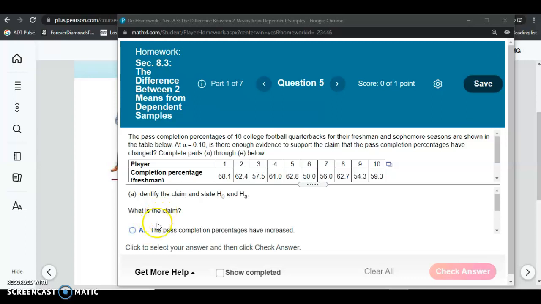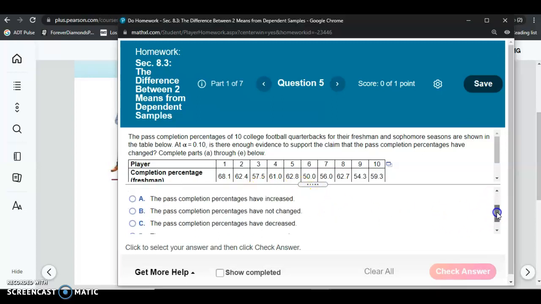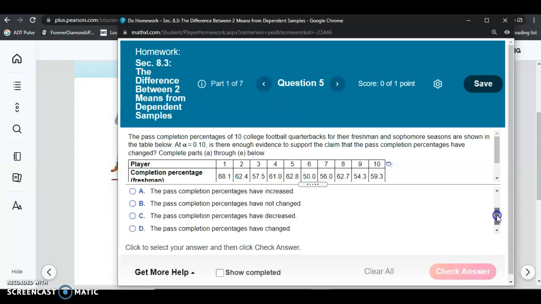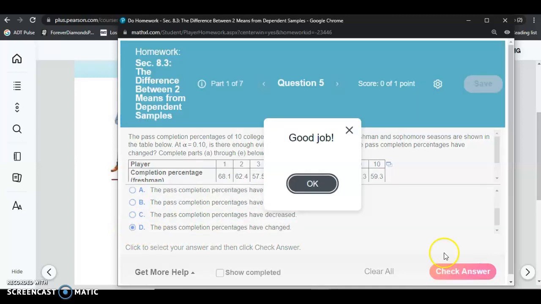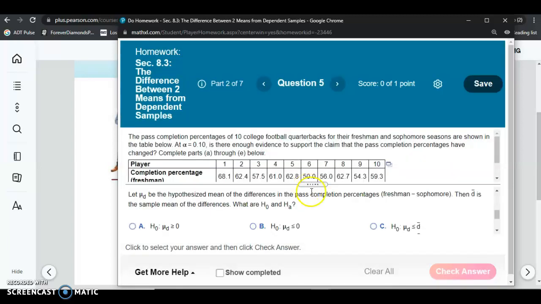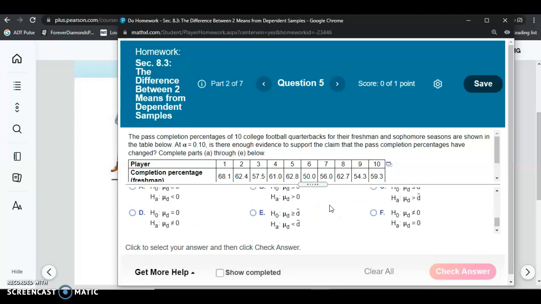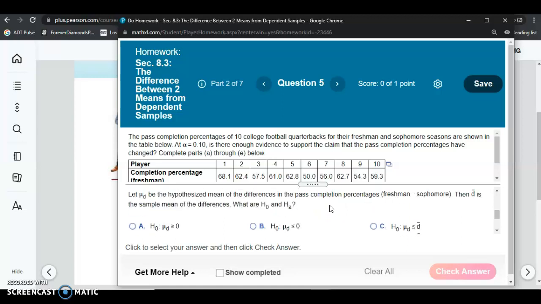Okay, so in part A, we're going to identify the claim and then state the null and alternative hypotheses. So the first part of the question asks, what is the claim? Okay, so read the answer choices carefully and then select the best one. So answer choice D is the best answer choice. Okay, and on the next part, we're going to select the correct null and alternative hypotheses.